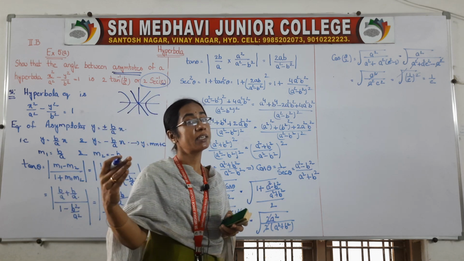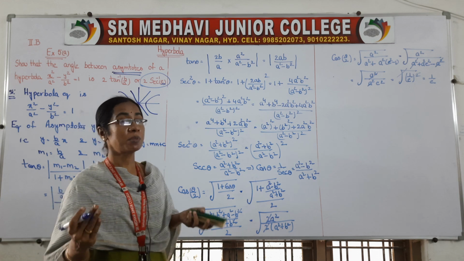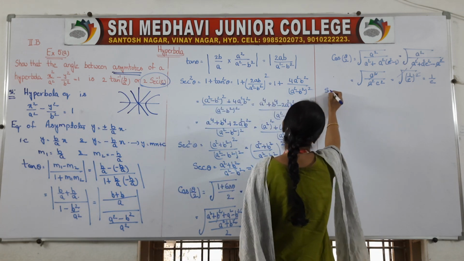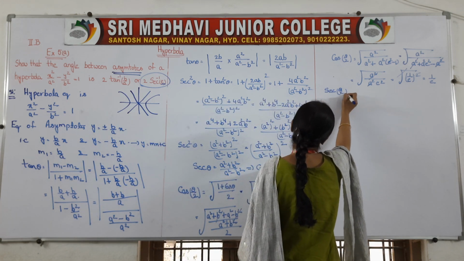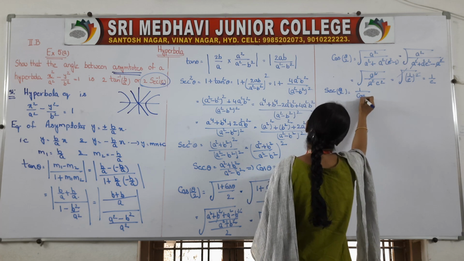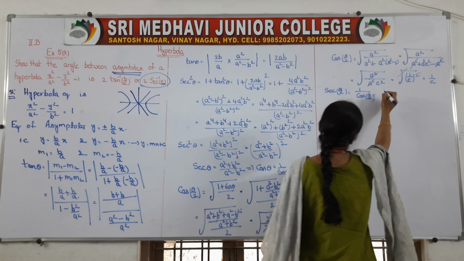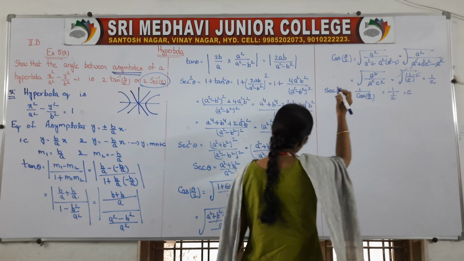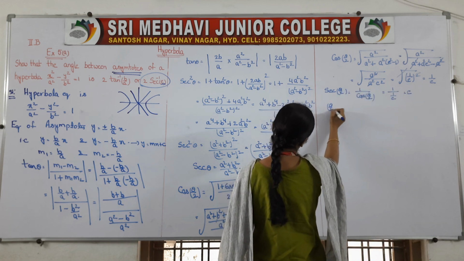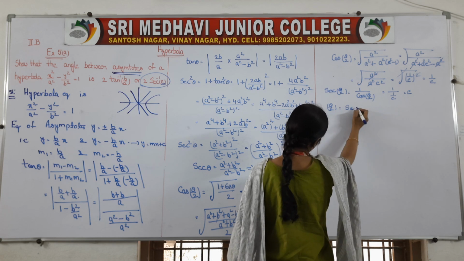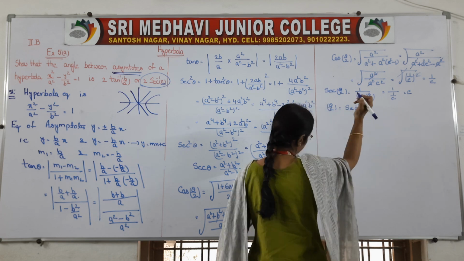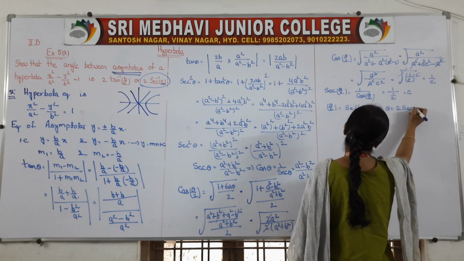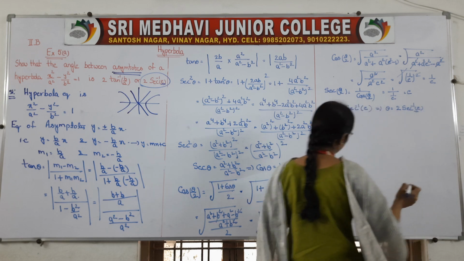Then cos and sec are reciprocal to each other. That means sec of the half angle is equal to 1 by cos of the half angle. So sec(θ/2) is equal to 1 by cos(θ/2), which is 1 by (1/e), which is e. So what is θ/2 then? θ/2 is equal to, sending sec to that side, sec⁻¹ e. Next, what is θ? θ is equal to 2 sec⁻¹ e, that is the angle.